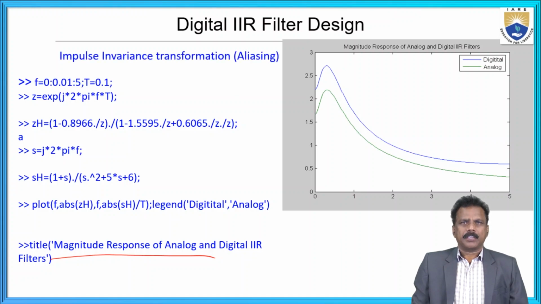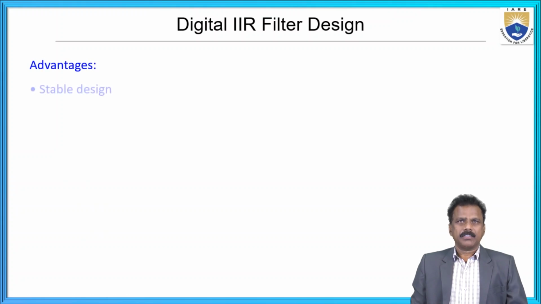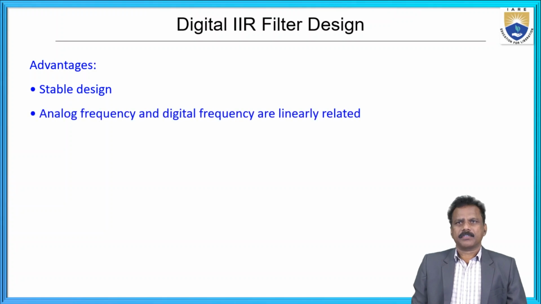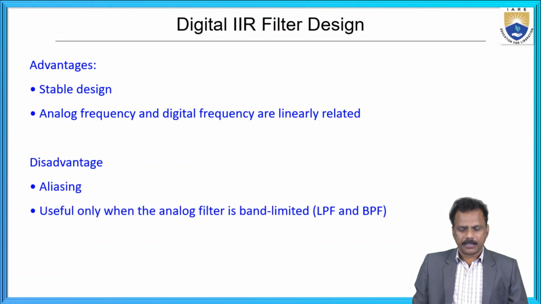This is nothing but what we call the impulse invariance transformation aliasing effect. Based on this, the aliasing effect will be observed. So while designing this, what are the major merits? The advantages are stable design. Next, analog frequency and digital frequency are linearly related as per this graph. Disadvantages: the aliasing effect is observed here, and it is useful only when the analog filter is band limited, like a low pass filter and band pass filter.